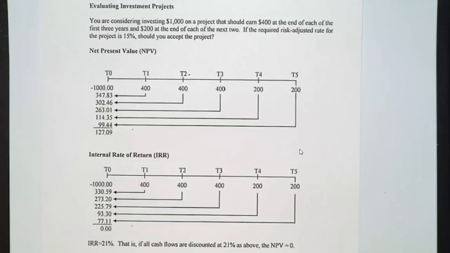So the way this works in net present value is you take all of these cash flows, the 400s and the 200s in the problem, and you discount them back to the present. Since the appropriate rate is 15%, we discount at 15%. This 400 goes back 1 year at 15%. If you wanted, you could use your present and future value keys to calculate this yourself on a year-by-year basis. This 400 goes back 2 years at 15% to 302.46, and this one to 263.01, and so forth.